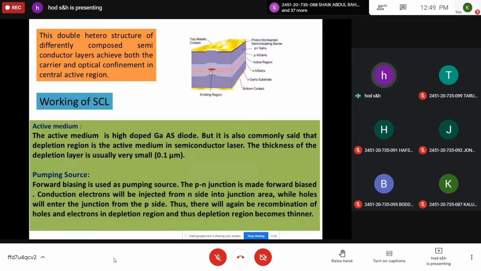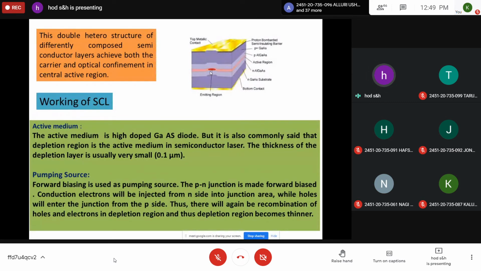And as we have discussed for the Ruby laser and the gas laser, three important parameters are required. One is the active medium, second is the pumping source, and third is the resonant cavity. Here the active medium is the highly doped gallium arsenide diode. The active region can also be considered as an active medium because there the recombination of electrons and holes takes place under forward bias voltage and produces laser light, the recombination energy.